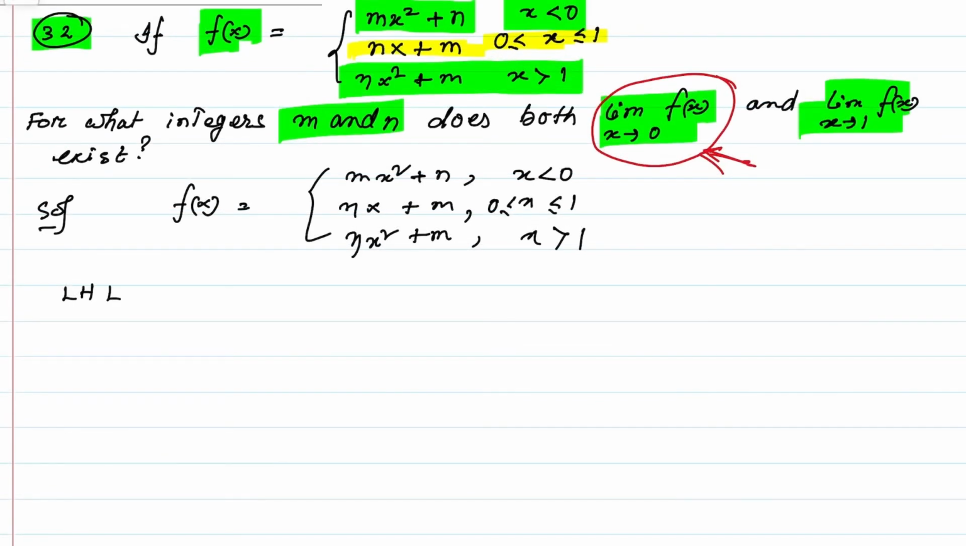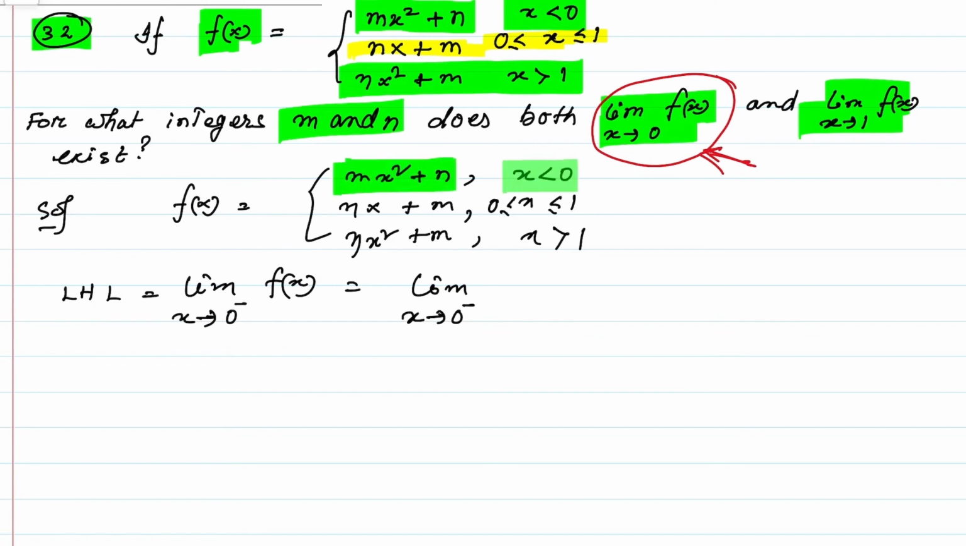So left hand limit here, when limit x tends to 0 negative, f of x, which is gonna be equal to limit of x tends to 0 negative. So here in this case, left hand limit is this one. So for x less than 0, we have to take this one here. So we can write m x square plus n. Okay, so if you put 0, what you will get? You will get m into 0 square plus n, that's going to be equal to n.